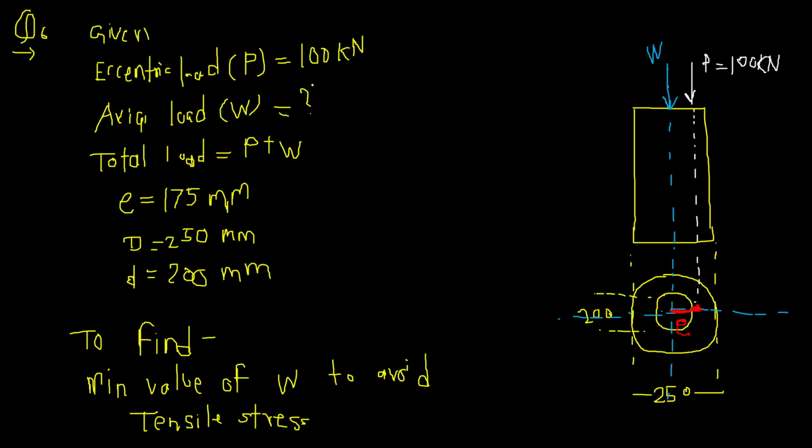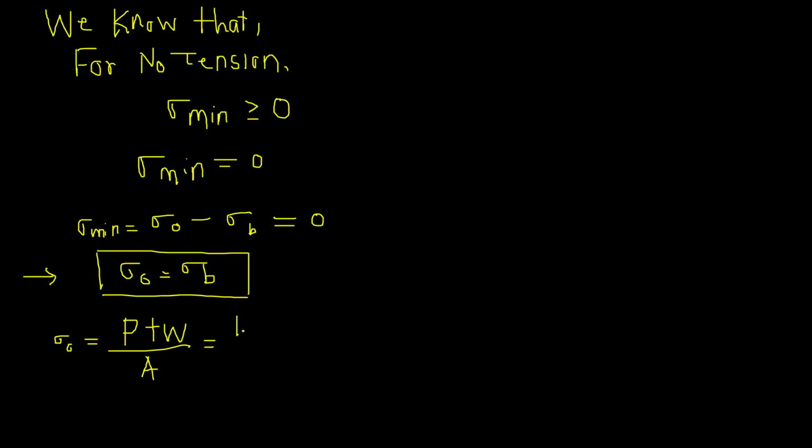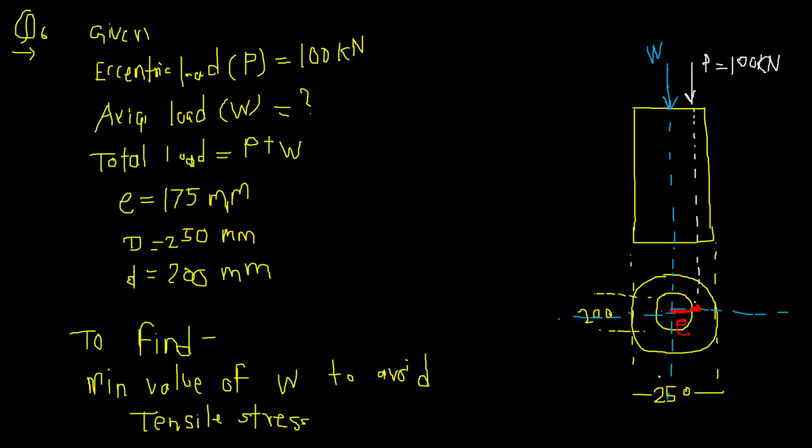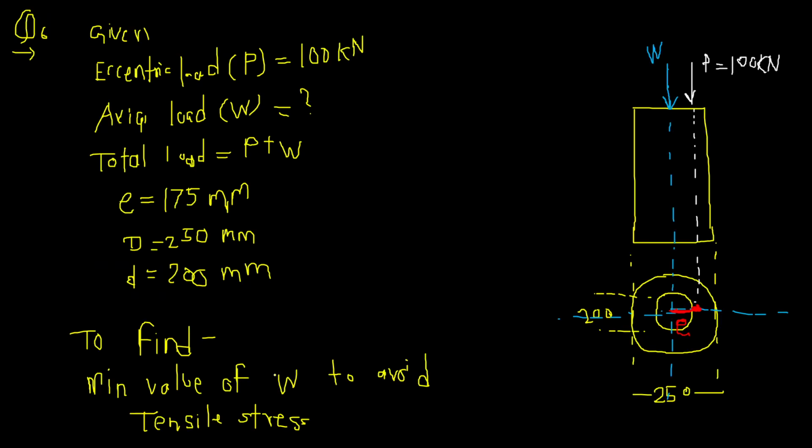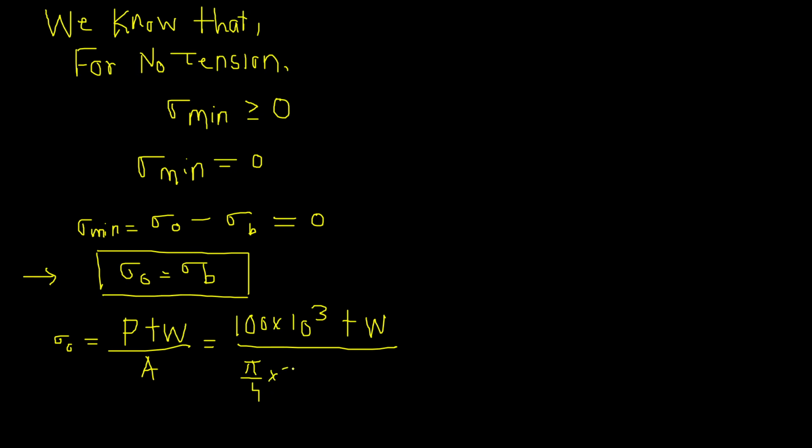Okay, P value 100 into 10 to the power 3 plus W ची value आपल्याला माहित नाही, divided by area. So area is hollow circular section. Hollow आहे म्हणजे outer area minus inner area. So that is pi by 4 capital D square. Capital D is 250 square minus pi by 4 small d square.